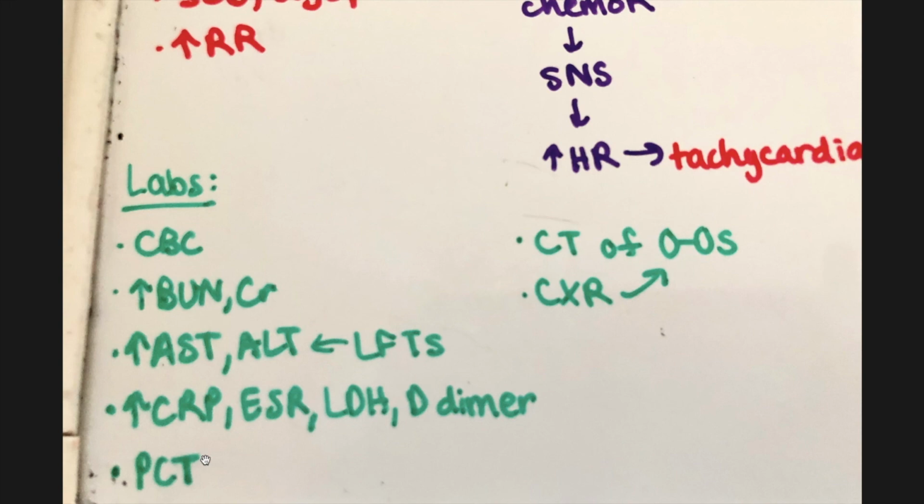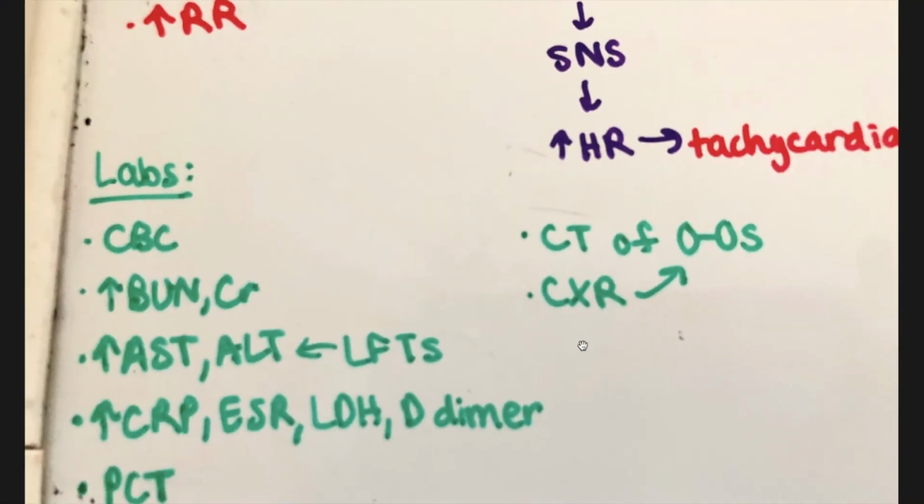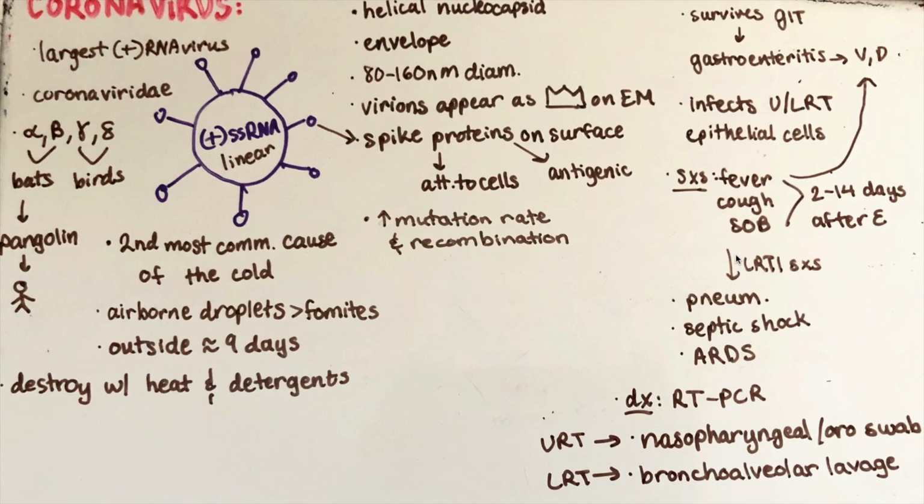And you could also check the procalcitonin. What procalcitonin tells you is if there's a bacterial infection, so it's quite possible that despite the patient having coronavirus, that there could be a superimposed bacterial infection. You could also check a chest x-ray of the lungs or CT of the lungs to see if there's any ground glass opacities and or consolidation. So that's coronavirus in a nutshell.